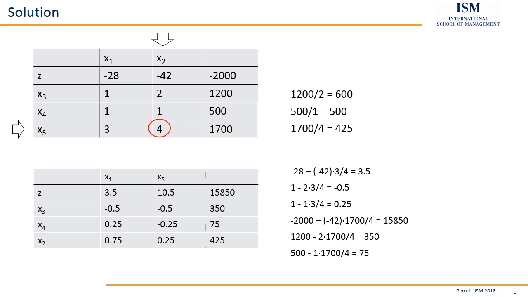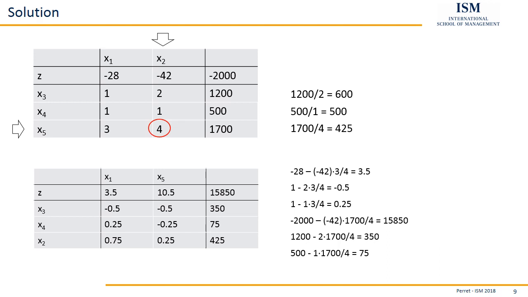Okay, what is the optimum? The optimum can be described such that all the variables which are in the upper part, so the x1 and the x5, have a value of 0, and all the variables in the lower part have the value corresponding to the values on the right hand side. So the x3 is 350, the x4 is 75, and the x2 is 425.